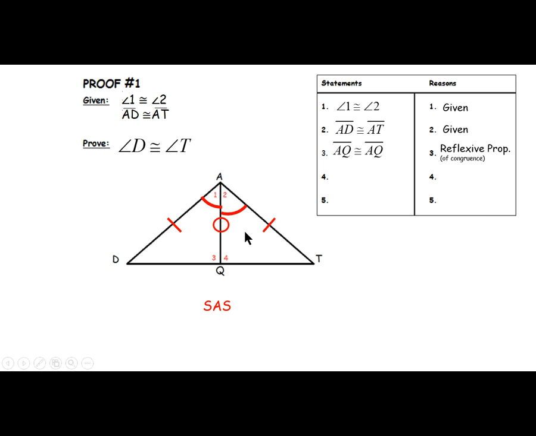Then, once we know that, now we can say the two triangles are congruent. So we can say the triangle on the left, triangle ADQ, is congruent to the triangle on the right, triangle ATQ. Our reason for that? Side angle side. Once we know the whole triangle is congruent, now we know all the parts are the same. So since the whole triangle is congruent in line 4, now we can say that angle D and angle T are congruent. What's the reason for that? That is CPCTC.